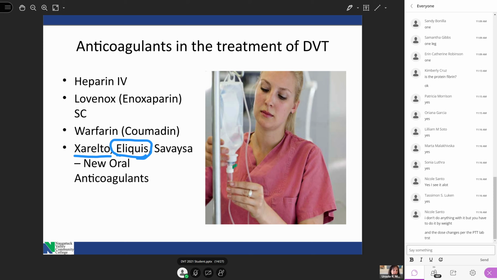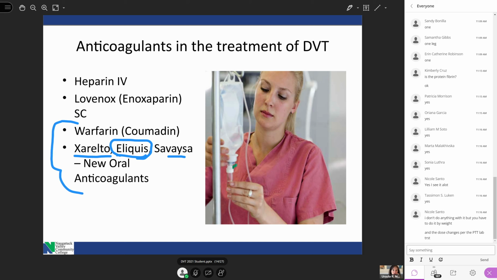Eliquis is twice a day. Eliquis is a little bit newer. This one is the newest one, Savaysa, and to tell you the truth, I have not seen any patients on it. Maybe you have, but I have not. I remember when it came out because the company was competing with Pradaxa, which we used to have. That was a very common one. Pradaxa had some side effects, and I'm not sure if it's still on the market, but not many providers use it. They use Xarelto and Eliquis. So these are your new oral anticoagulants. All of these are PO anticoagulants.